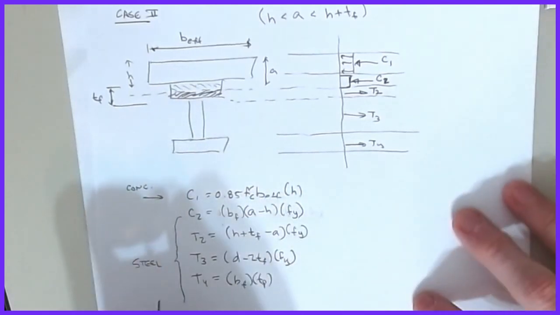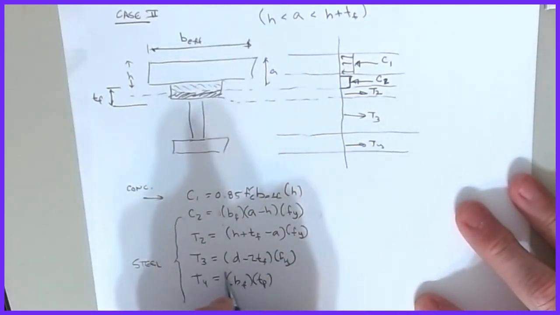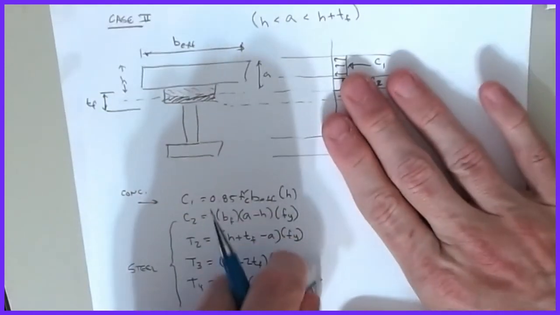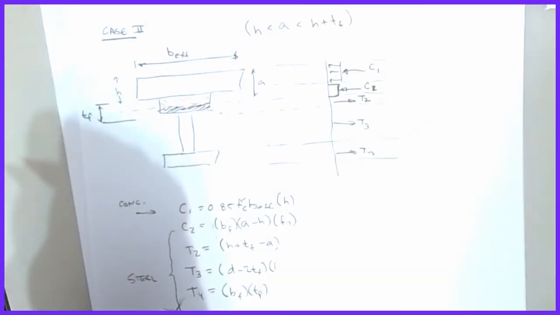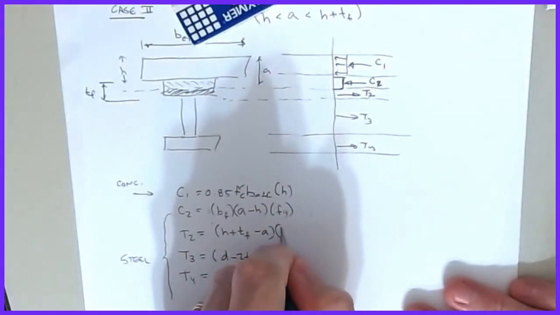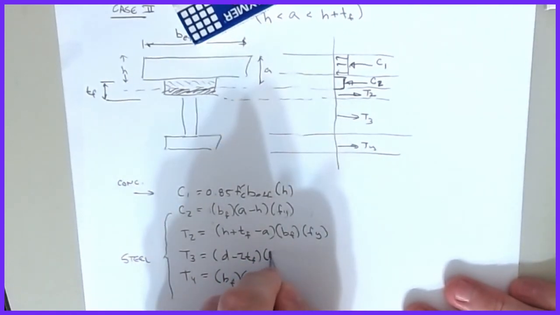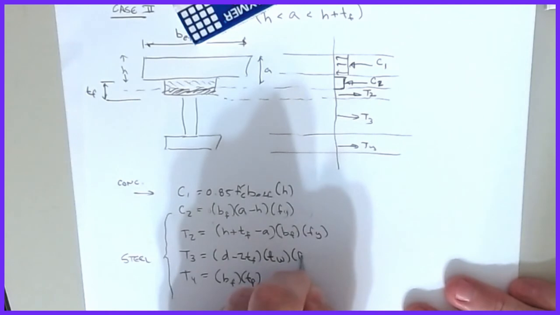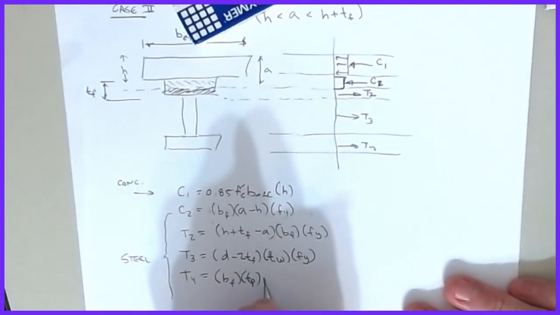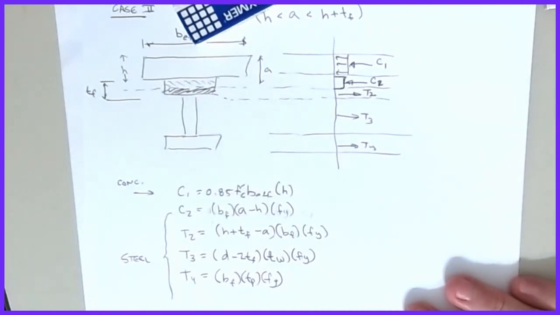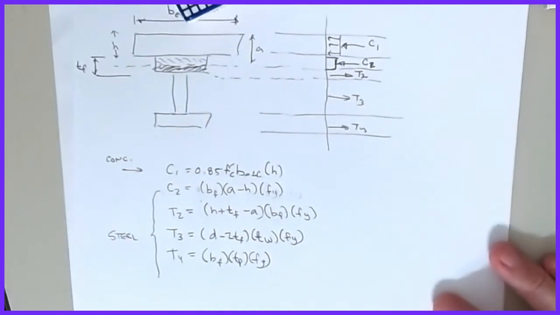The H. Whoops. Actually, both of them I missed. I need a BF on this guy times Fy. I need a TW on this guy, but I left off the width on all of them, and then that's Fy. We'll get you those.